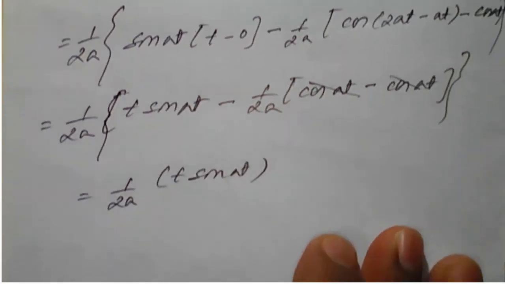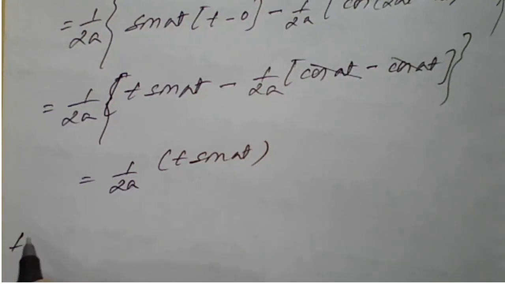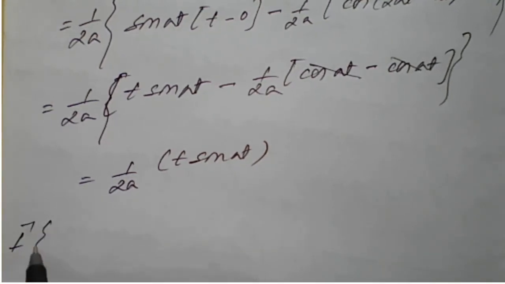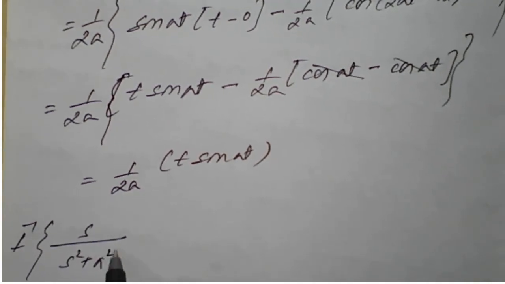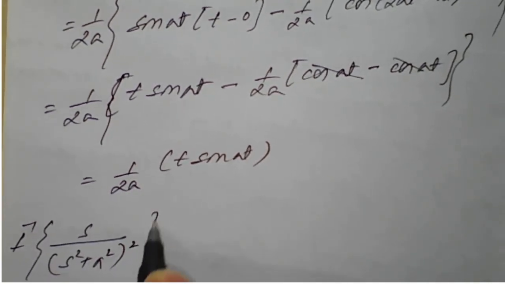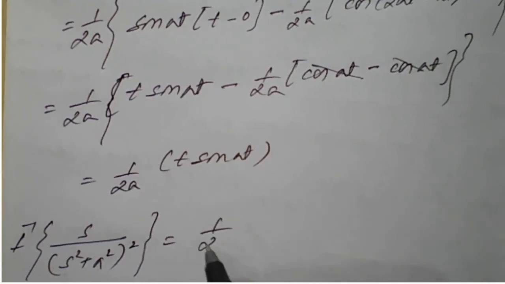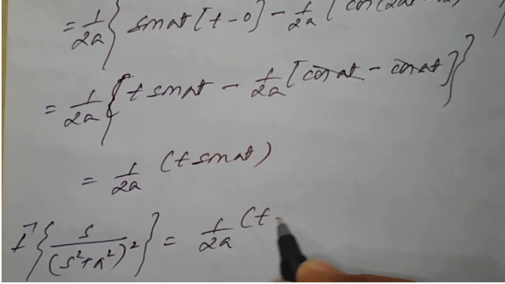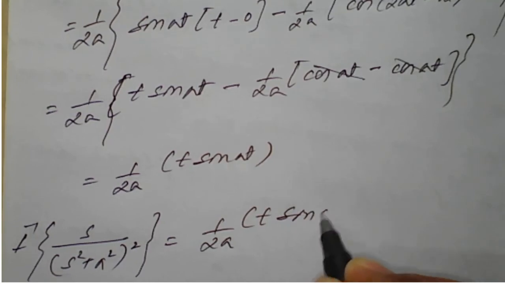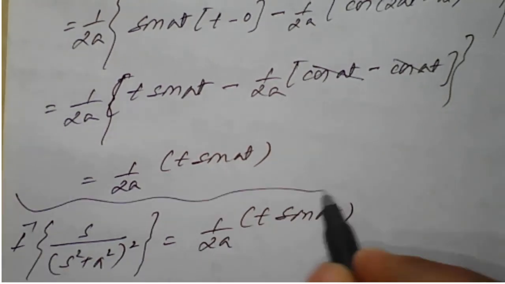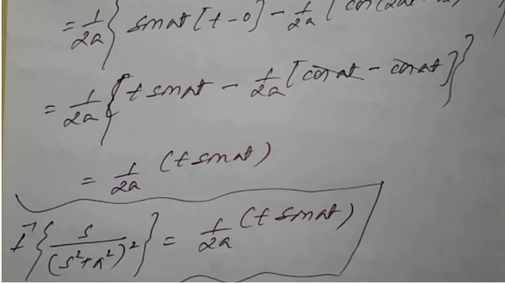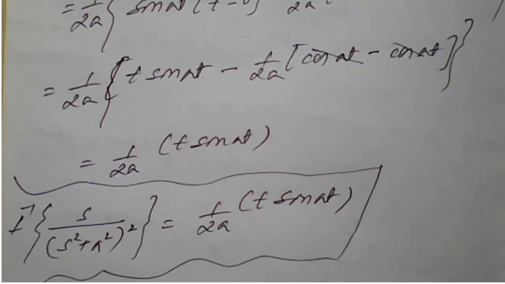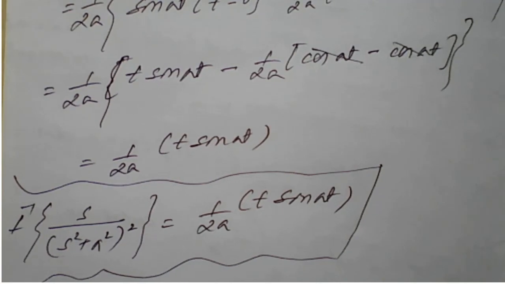Therefore I can say that the inverse Laplace transform of s divided by s square plus a square whole square is nothing but 1 by 2a into t into sine of at. This is the required solution of the given function using inverse Laplace transform.